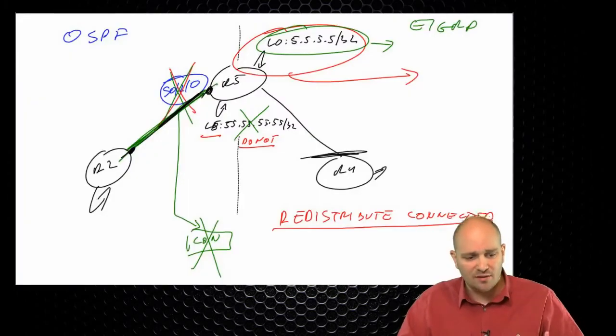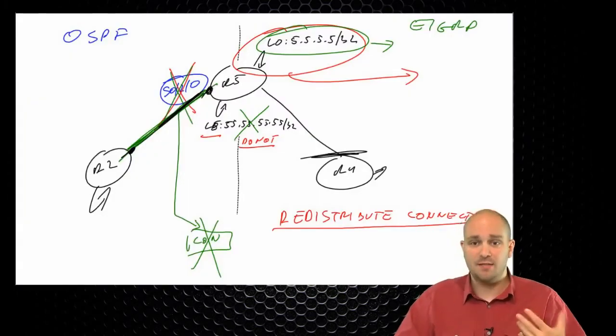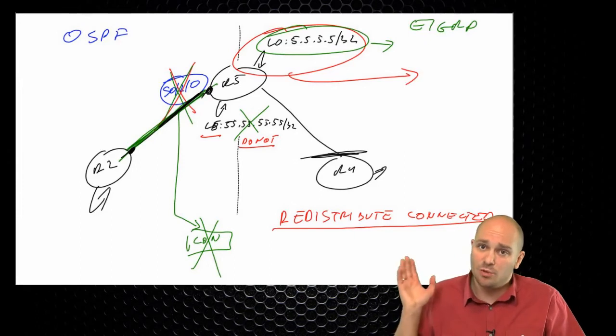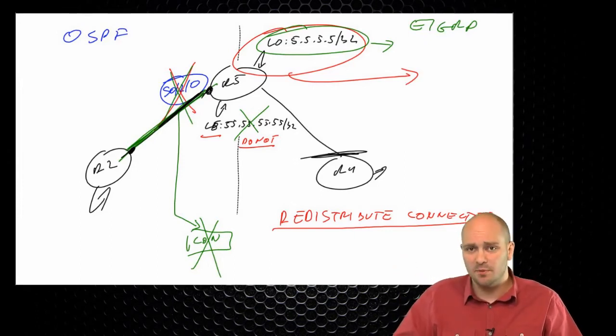As I said, it's a relatively basic concept. It's redistributing connected routes, and every time you think about redistribution of connected routes, how hard can it be? Well, as you can see, in IOS even the simplest thing can actually be very, very complicated.